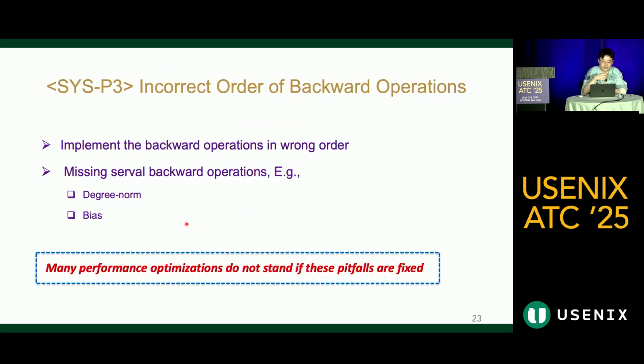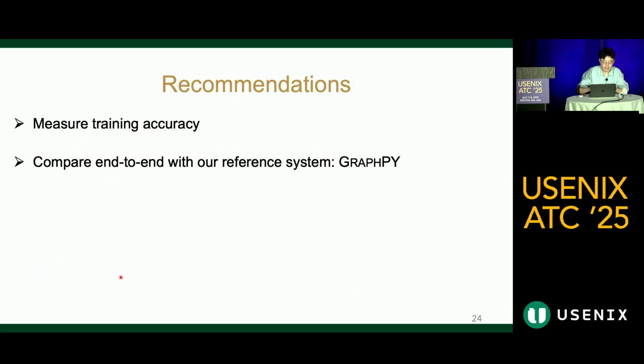The last system design pitfall is the incorrect order of backward operations. We find that many prior works implement the backward operations in the wrong order, and they are missing some backward operations. In the paper, we have a more detailed discussion of why, once those pitfalls are fixed, the performance optimizations will not work anymore. So the recommendation here is, first, measure the training accuracies. Second, compare end-to-end with our reference system.